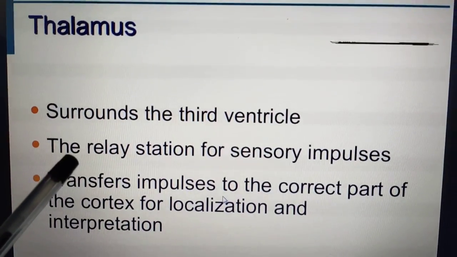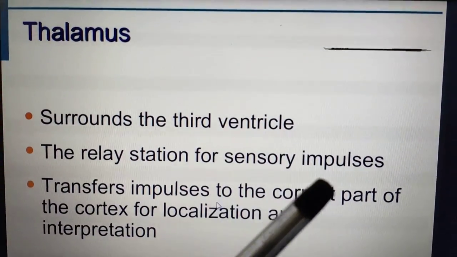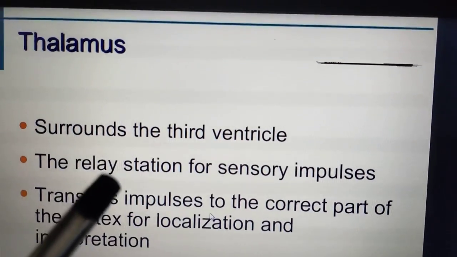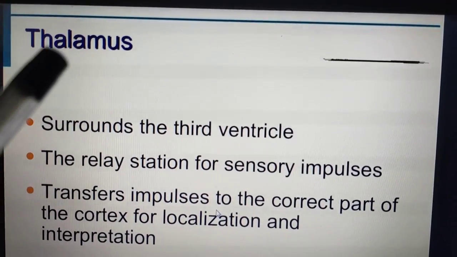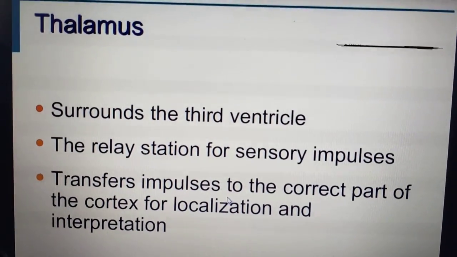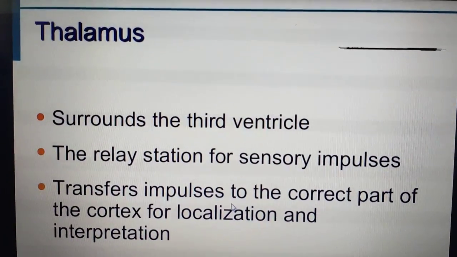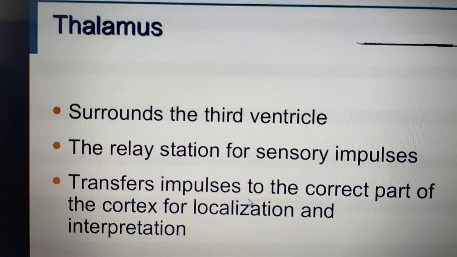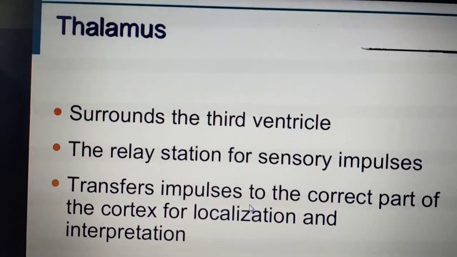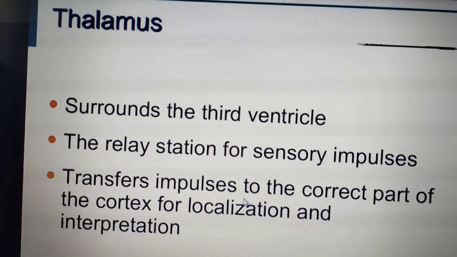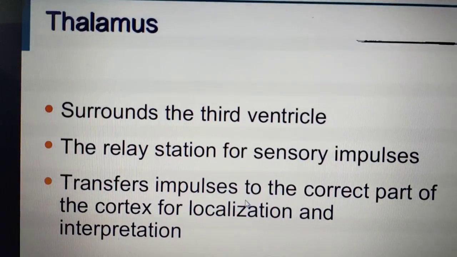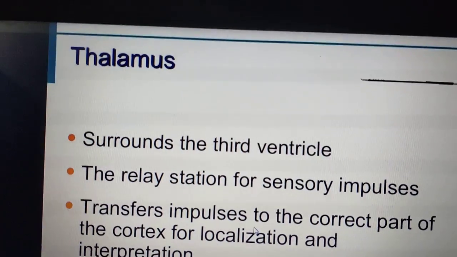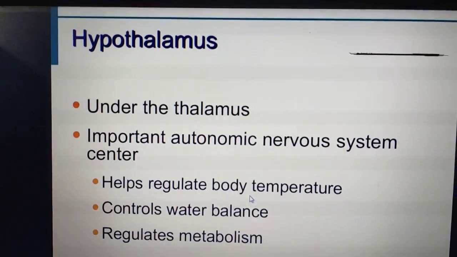It is the relay station for sensory impulses, meaning all the sensory impulses are relayed in this part, that we call the thalamus. It also transfers the impulses to the correct part of the cortex for localization and interpretation, meaning all the sensory input is carried through the thalamus to the cerebrum. Understood, no?